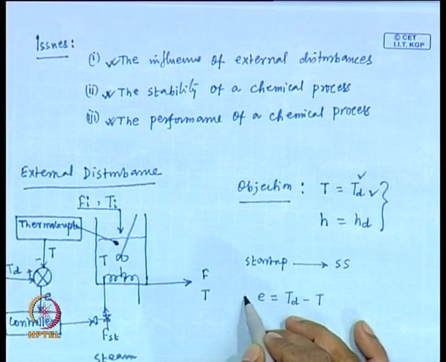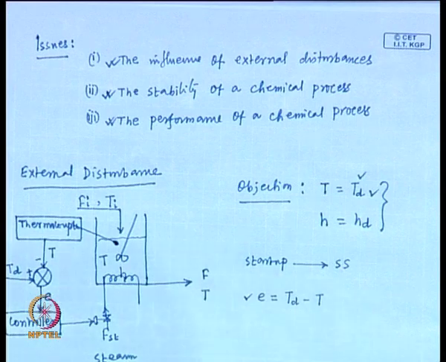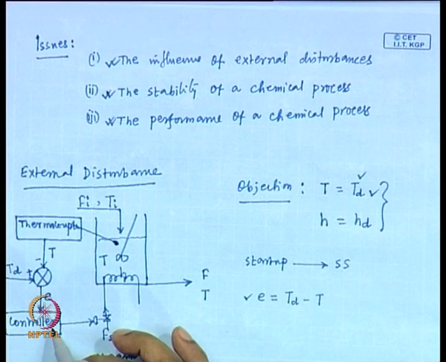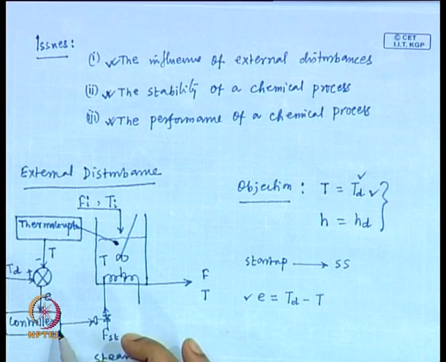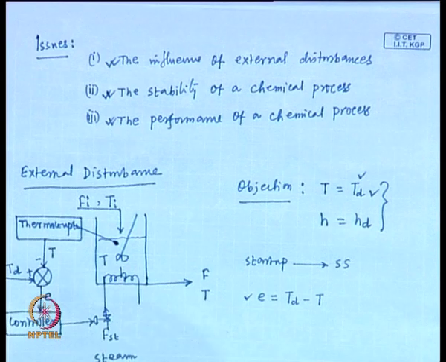So, we have used one variable, that is error, which is represented by E. E equals T d minus T. Then this error signal goes to the controller. Controller calculates, and that calculated action is implemented through this valve. Fine.